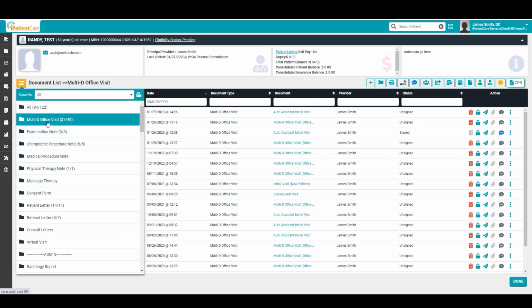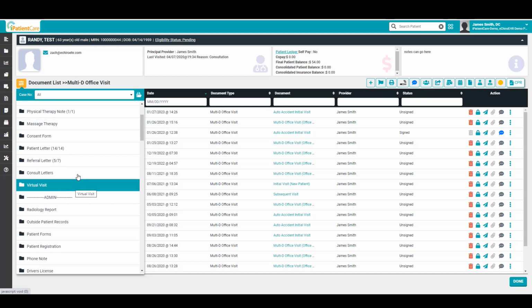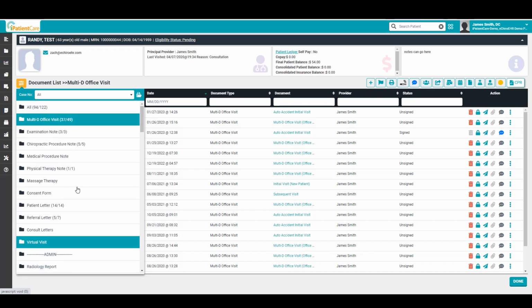In this particular instance, it defaults to the multidisciplinary office visit note, but you will also see that we have an examination note, chiropractic procedure or treatment note, medical procedure note, physical therapy note, massage therapy, and so forth. In addition, this is where scanned files can be stored so that you have easy access to information within the patient's record. So we will go ahead and leave this as the multi-D office visit, and that has been selected. And then we will go ahead and click the plus sign just above the provider input.